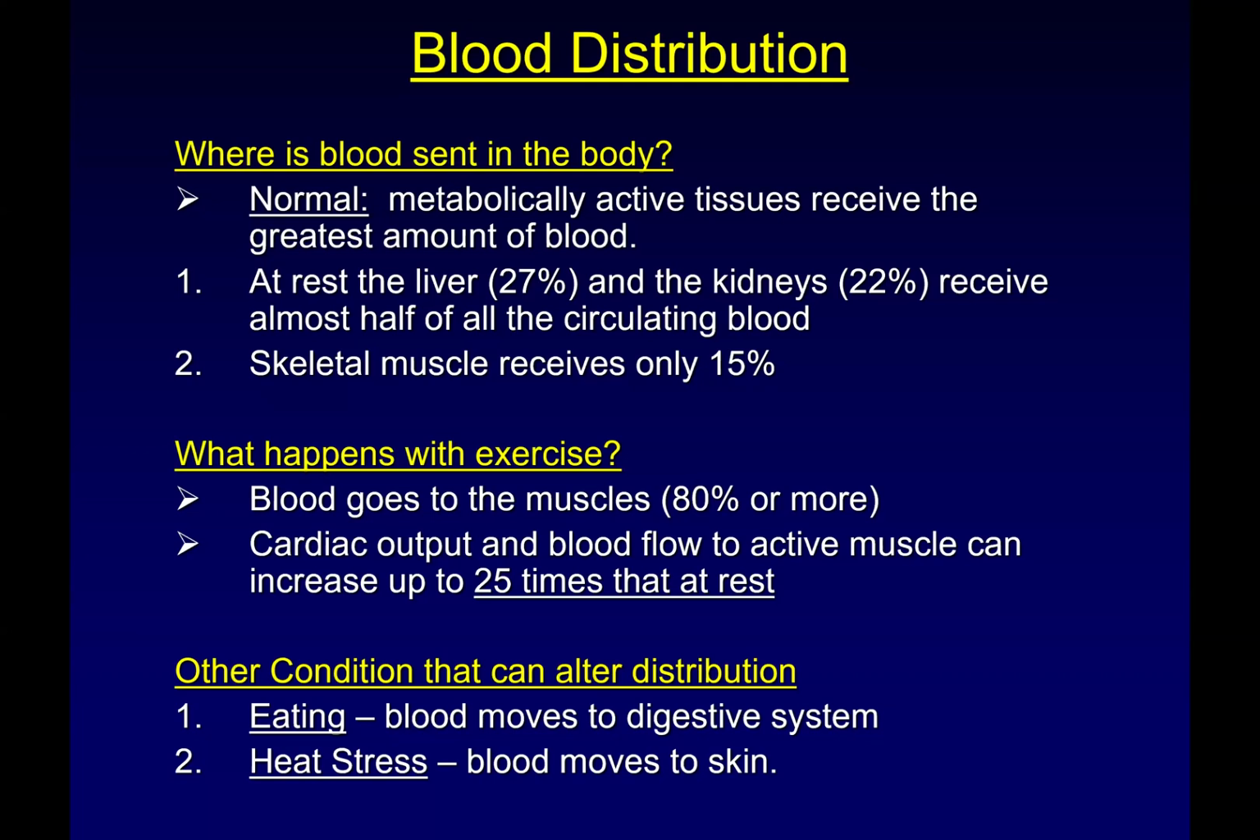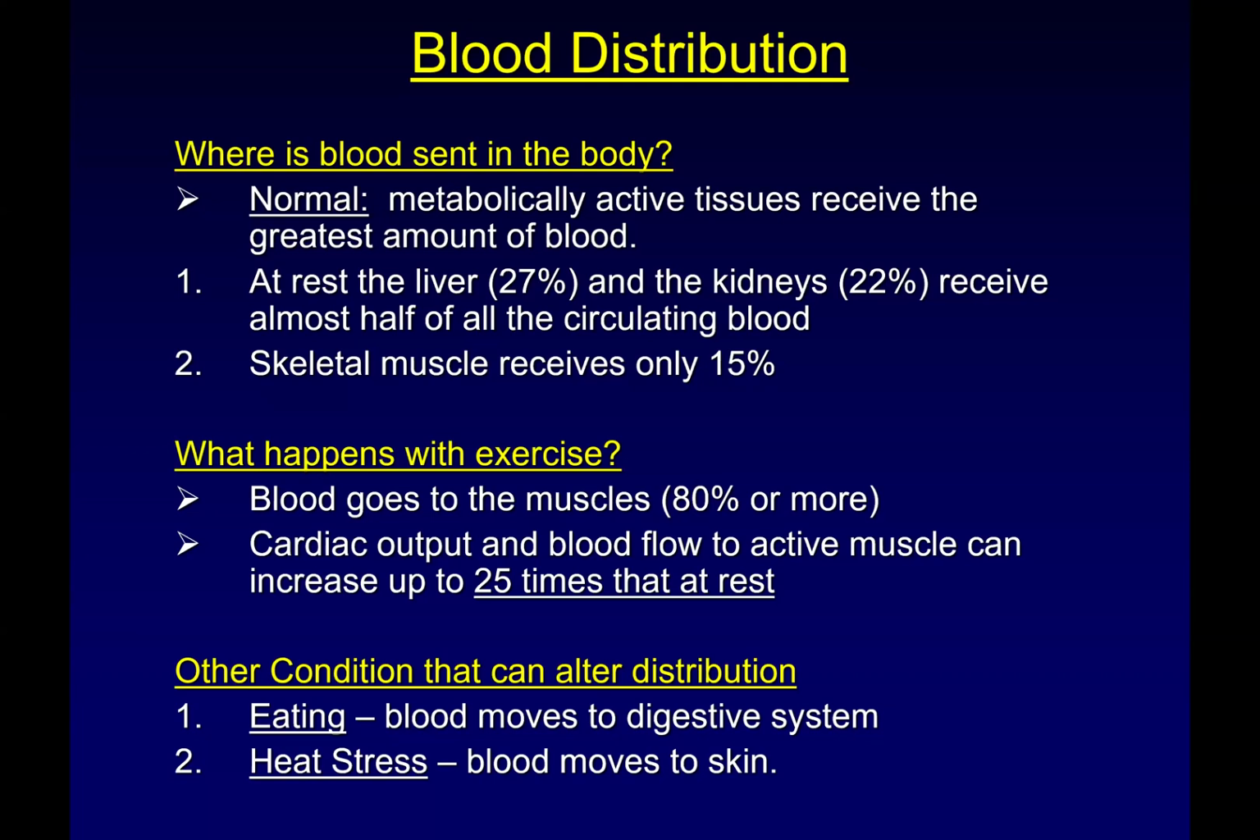Collectively, we call all of that the splenic regions. About a quarter goes to your liver, another quarter goes to your kidneys. Skeletal muscle is only getting a very minimal amount, about 15% or so at rest. When we exercise, we completely reverse all of this.